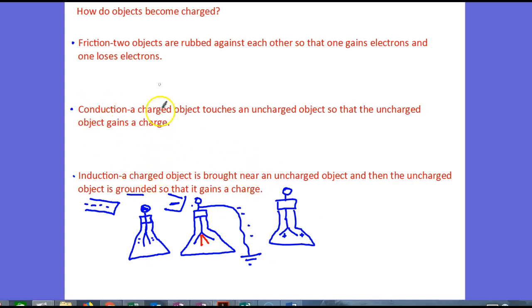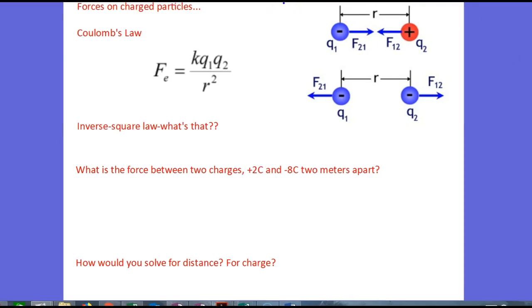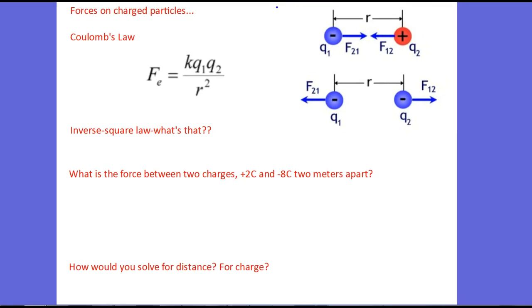With induction, there is no contact, there is no rubbing. A charged object is brought near an uncharged object. The uncharged object is grounded so that it gains a charge. In this case, it lost electrons, but that means it gained a positive charge.